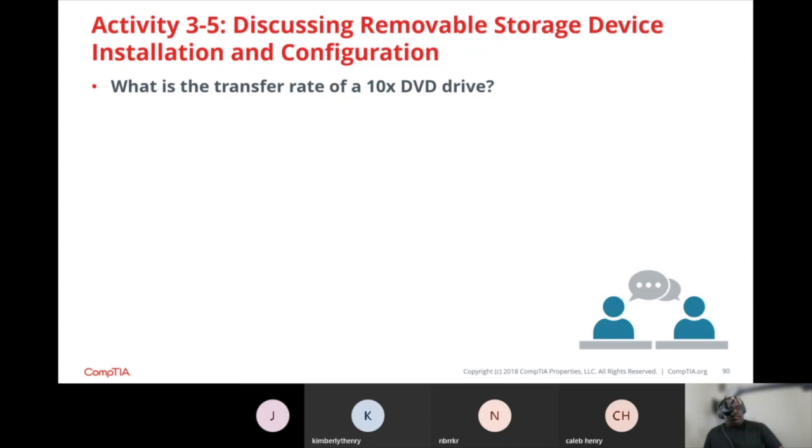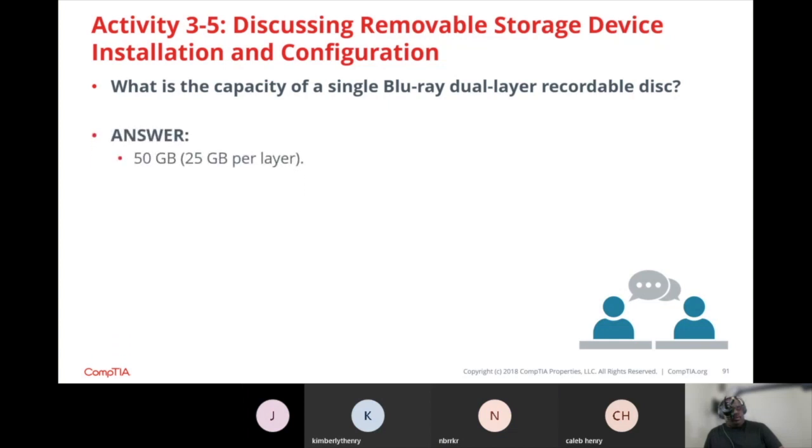What is the transfer rate of a 10x DVD drive? 13.21 megabits per second. What is the capacity of a single Blu-ray dual layer recordable disc? 50 gigs. Correct, 25 gigs per layer.